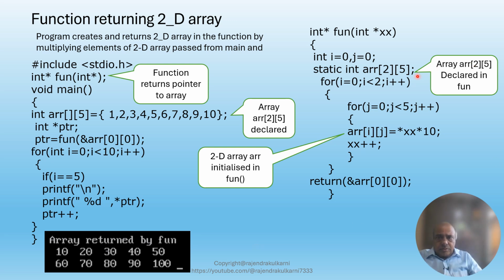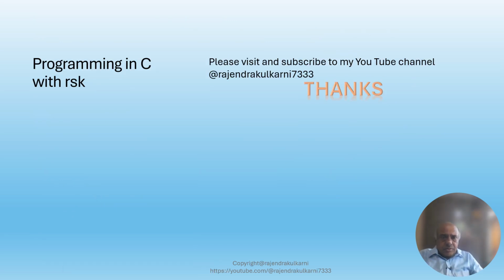So the array ARR is a static int array declared in the function. The same 2D array ARR is initialized in the function and its address is returned by the function. So this is how 2D arrays can be passed to the function and how a function returns the 2D array.